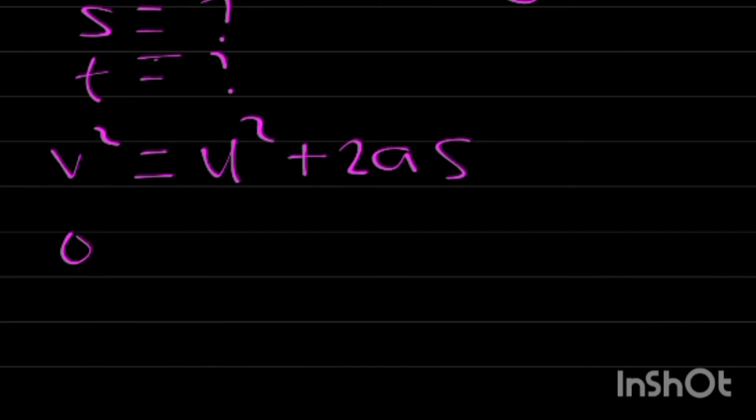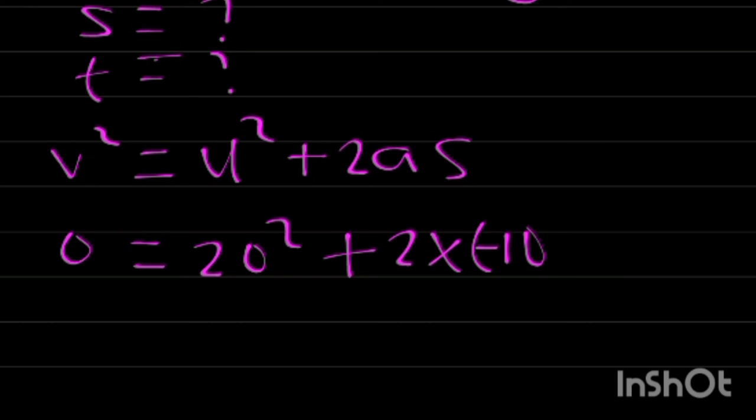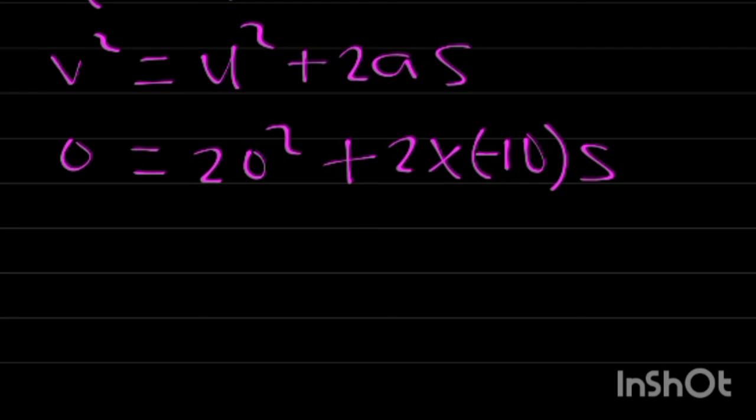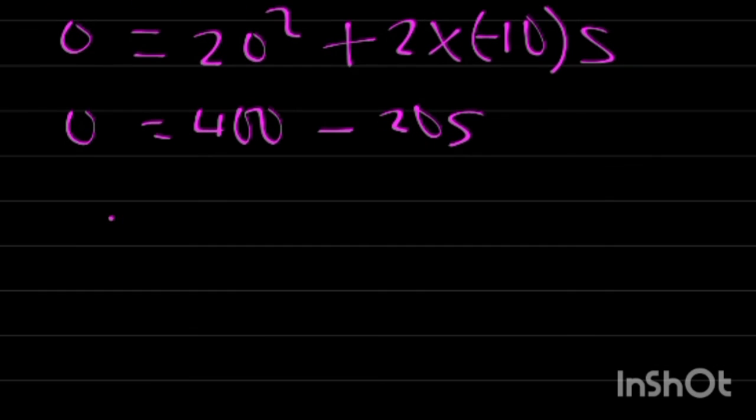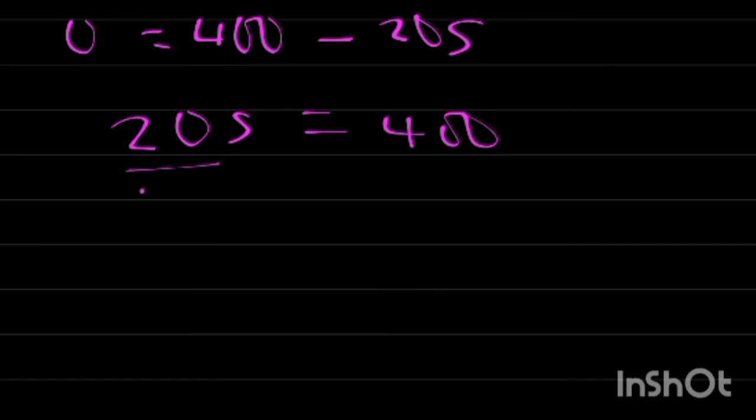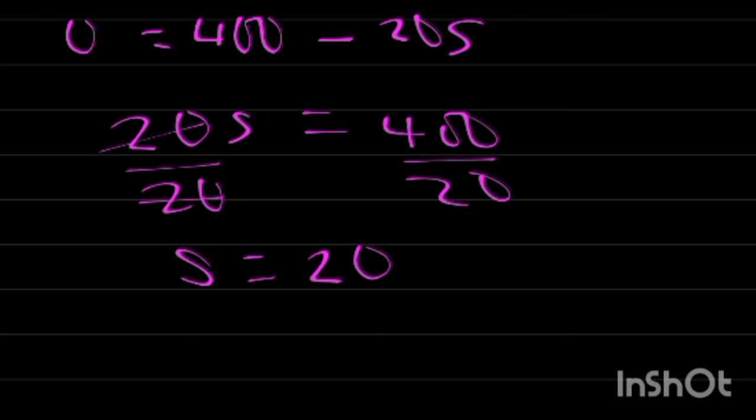Final velocity is 0, is equal to initial velocity, which is 20 squared, plus 2 times minus 10, then times the distance covered. Don't forget, acceleration is negative. Therefore, I have 0 is equal to 400 minus 20s. Therefore, 20s is equal to 400. Divide both sides by 20. I'm going to have 20 meters. So this is the distance covered during the journey.